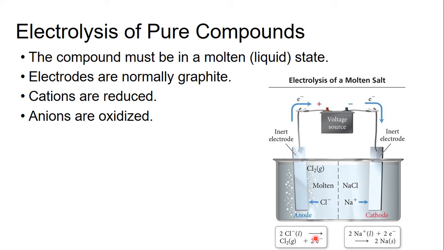Any anions will always be oxidized. Any cations will always be reduced. And you can see that in this reaction we want our electrons to match up. So we have 2 electrons on the left, so we also have 2 electrons on the right. That's why we have 2 sodium plus go to 2 sodium solid.